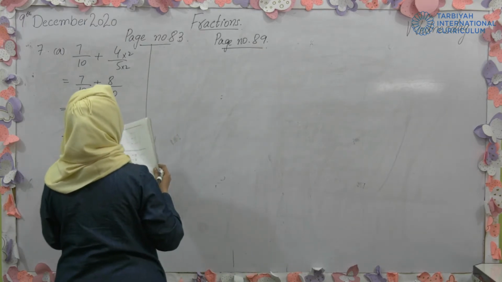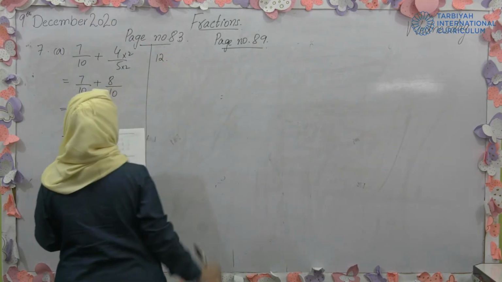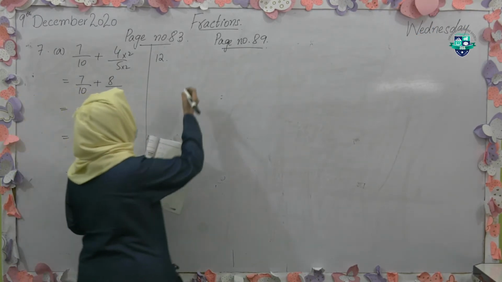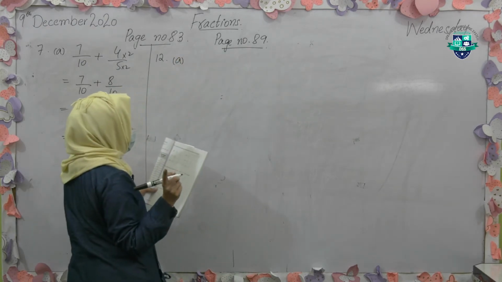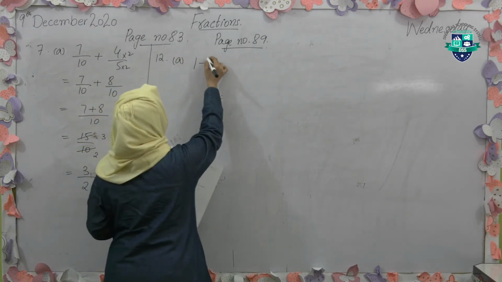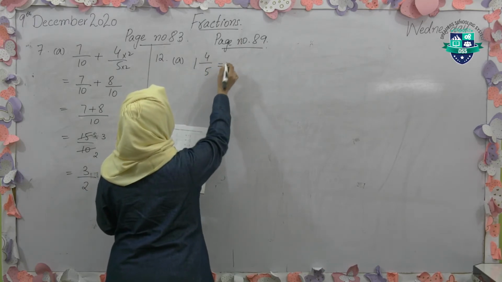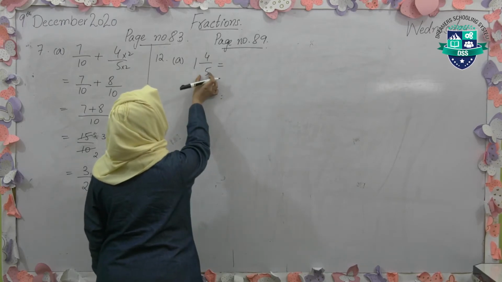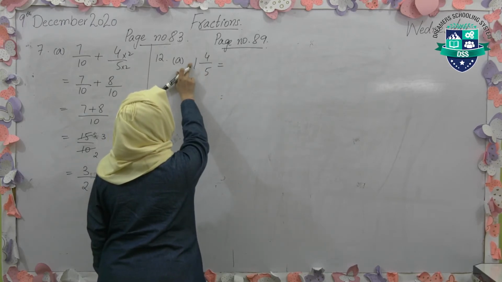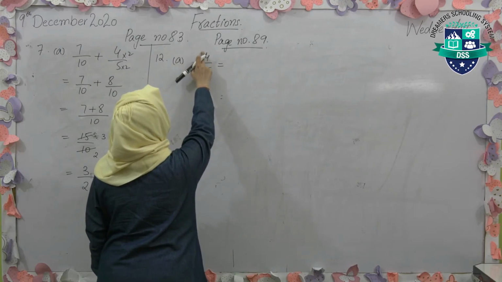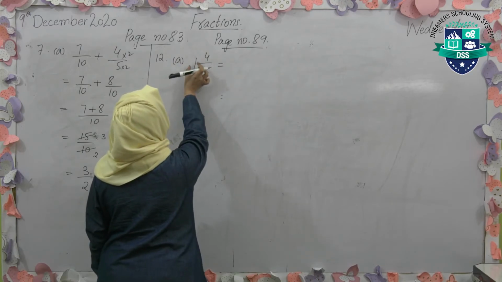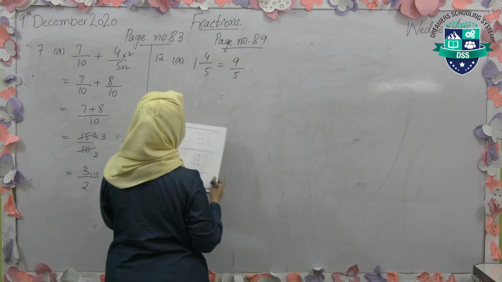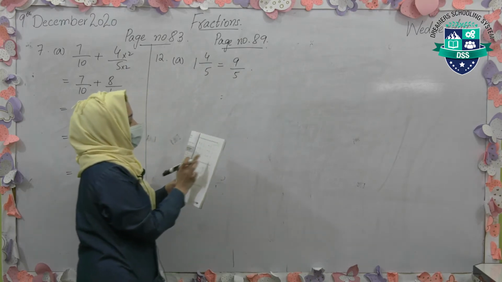Page number 89, question number 12. Express the following mixed numbers as improper fractions. I will do 1-2 questions for you and then you will do it by yourself. A part is 1 whole 4 by 5. We have to make the mixed fraction into an improper fraction. Multiply the denominator by the whole number and then add it to the numerator. 5 ones are 5. 5 plus 4 is equal to 9 by 5. This is the answer. B, C, D, E and F, you will do it by yourself.